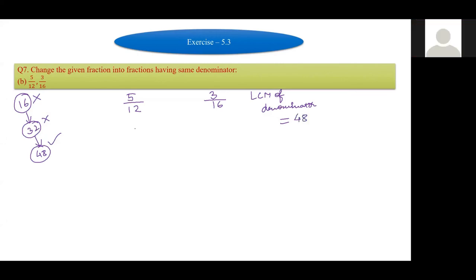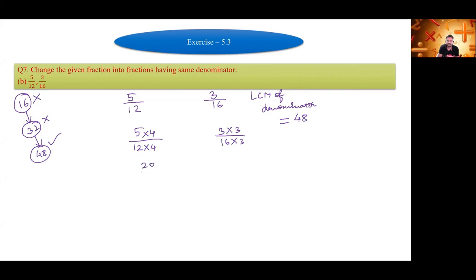Okay. 48. 5 by 12 and 3 by 16. तो अभी मुझे denominator 48 बनाना है। 12 को मैं 4 से multiply कर दूंगा तो वो 48, 4 12 4 5 4, जब 20 upon 48. 20 upon 48 and 9 upon 48. That's it, we got the answer with the same denominator. Okay, Parth Agrawal, next one.